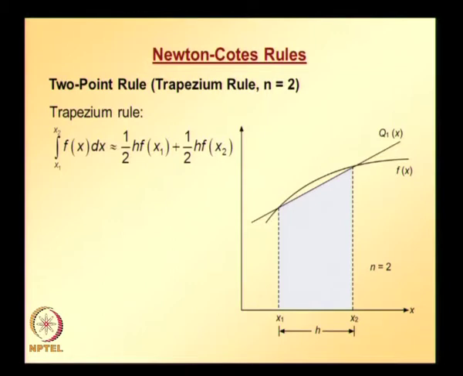Once we have these function values, the function value at x1 is multiplied with a weight which is half the distance between x1 and x2 or x2 and x1. Similarly the function value at x2 is multiplied with a weight which is equal to half the distance between x2 and x1, that is h/2. So basically in trapezium rule we are replacing whatever function, that function we are replacing with a linear function q1 as shown in the schematic.